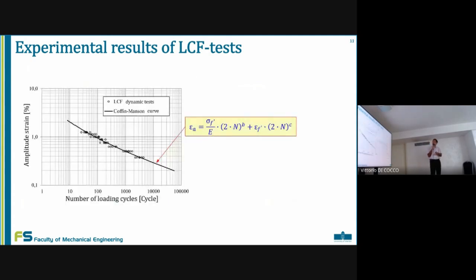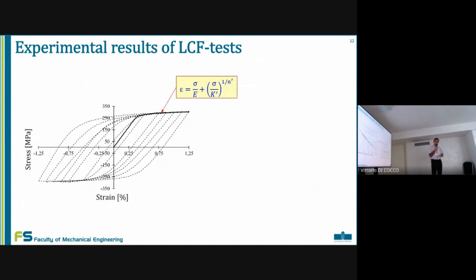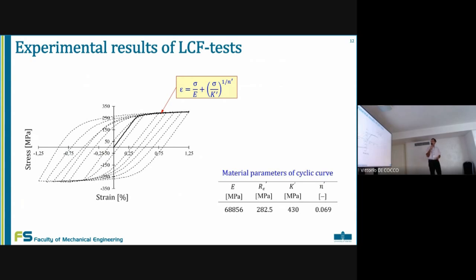So these results of the low cycle fatigue test can be presented with this Coffin-Manson diagram, from which the low cycle material parameters can be obtained, which can then be used for the computational determination of the fatigue life of these analyzed chiral structures. And here is also the cyclic stress strain curve with the appropriate material parameters.